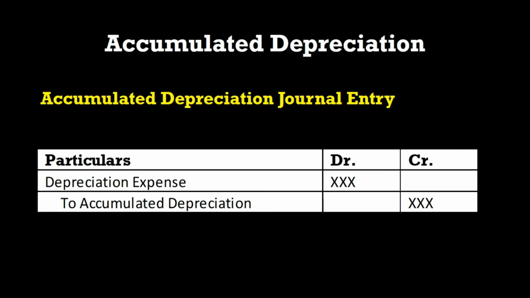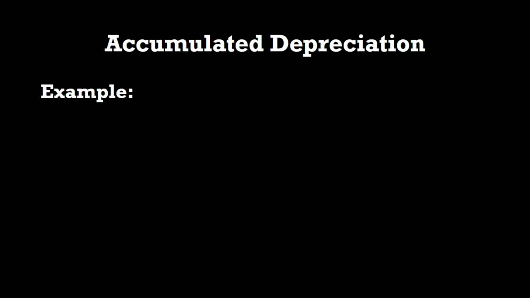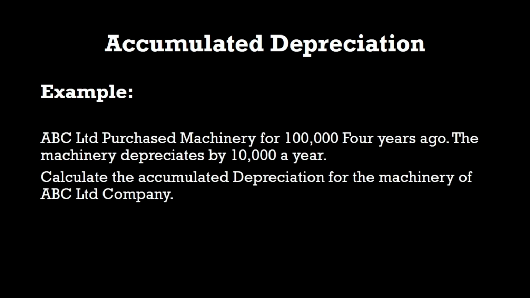Then you can make the entry: depreciation expense account debit, accumulated depreciation account credit. Okay, this is the depreciation and this is the accumulated depreciation. Then we can see one example of how we are going to make the accumulated depreciation.